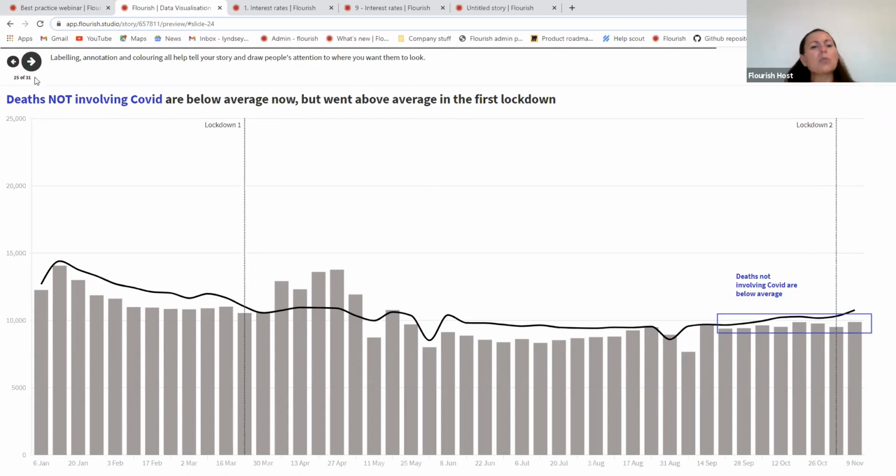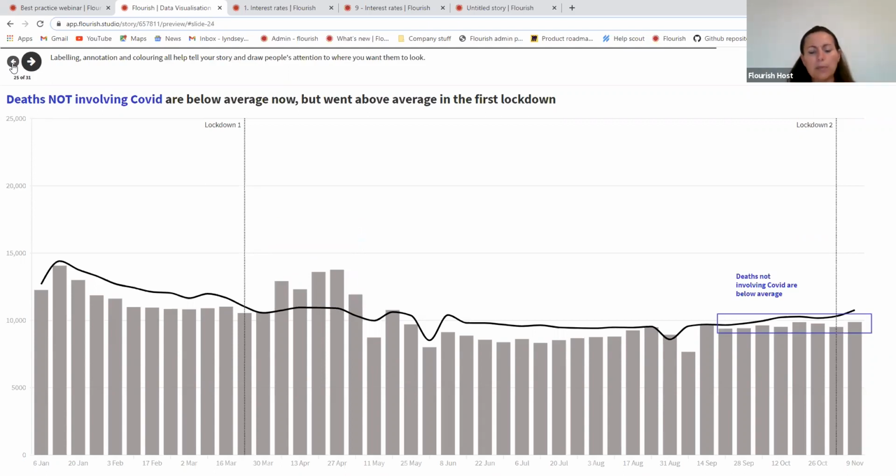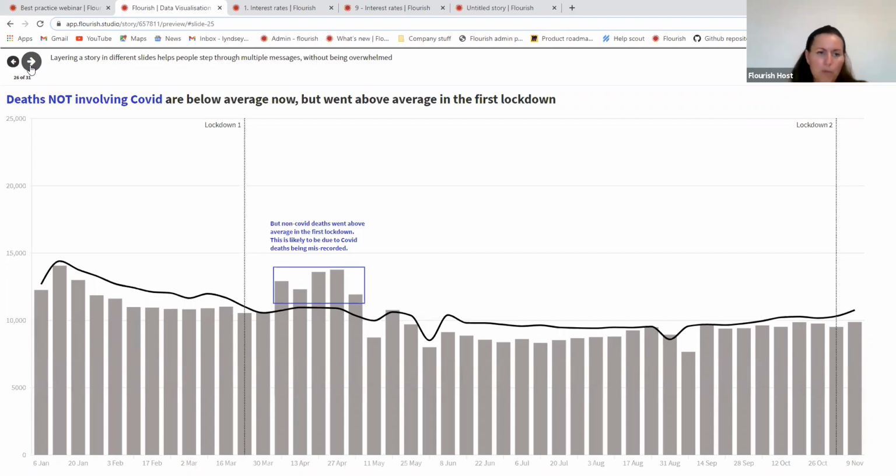But by using a story player, we can layer this messaging, so we can move to the other message in a different slide. So you're not overwhelming people. You're giving them one message at a time by stepping them through this animated slide and using annotation and color to help focus them on what you want to draw their attention to.